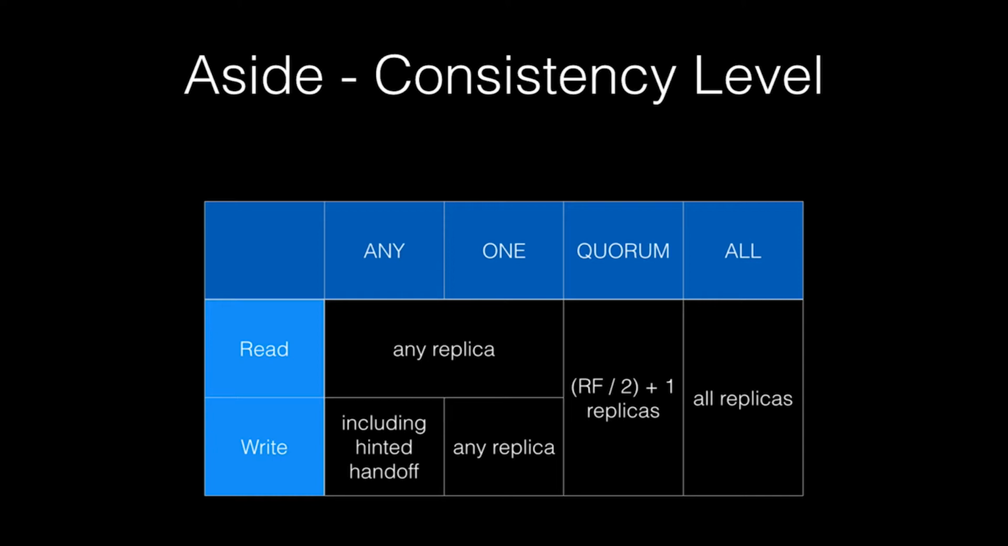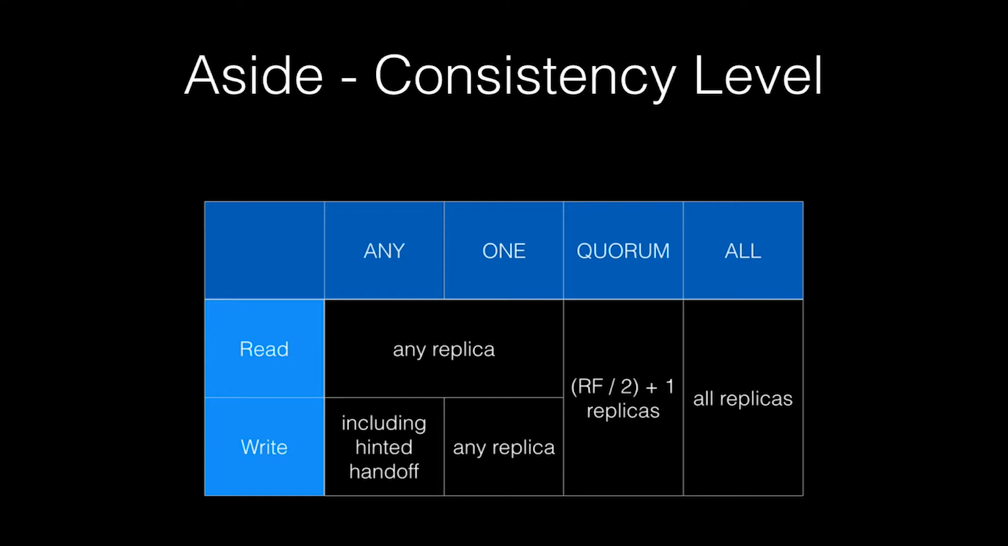Quorum in both cases means that it's one more than half of your cluster, or one more than half of the replicas for that data. So if you have a cluster of 6, but a replication factor of 3, then quorum will require 2 of them to respond. To positively respond, that is. All, in both cases, is all replicas.